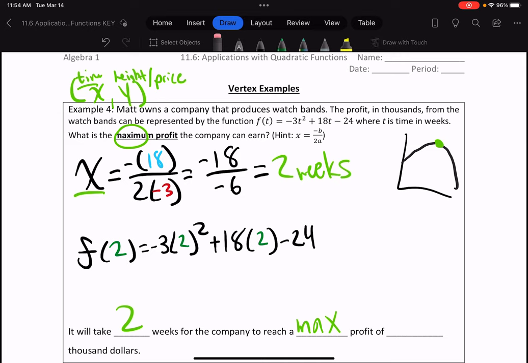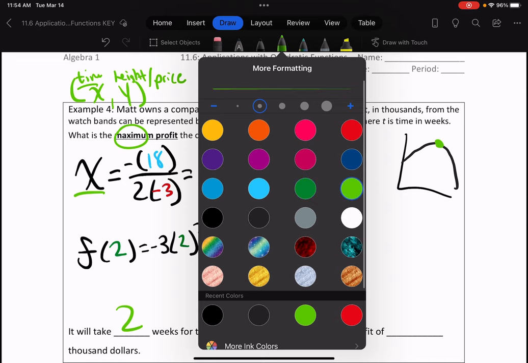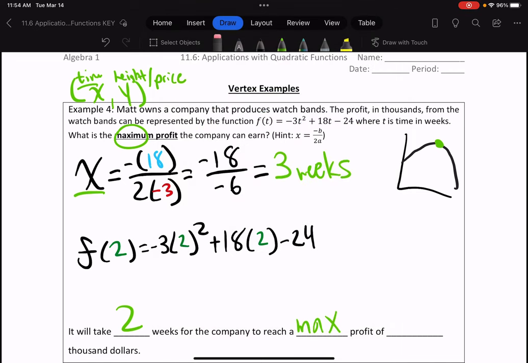I see what I did wrong. Hey, guys, I was getting 0 for some reason, but negative 18 divided by negative 6 is not 2. It is actually 3. Sorry about that. Miss Adams messed up. So it's going to actually take 3 weeks for the company to reach its max profit. 2 would be its break-even point. So everywhere I had a t, I'm going to actually replace it with a 3 now.